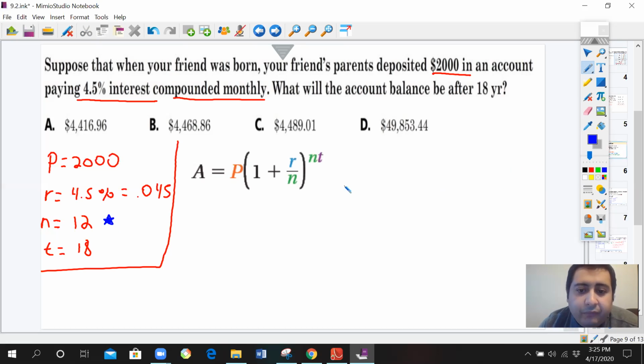That was all. So again, we have our 2,000. We have 1 plus our rate, which is going to be 0.045 divided by 12, to the power of 12 times 18.